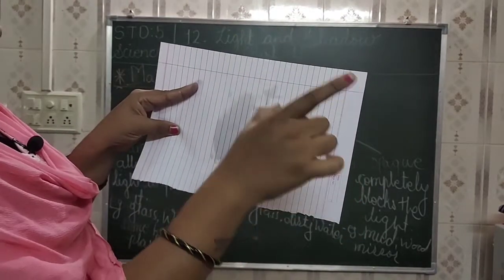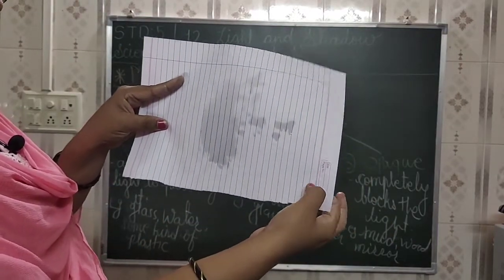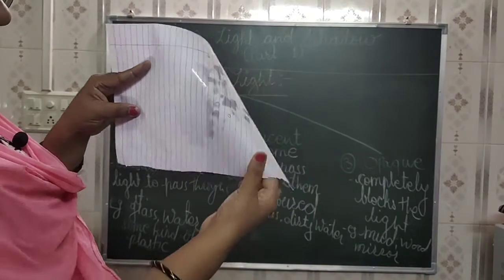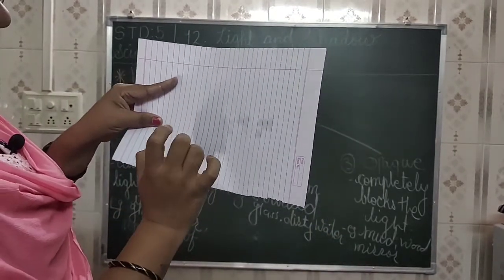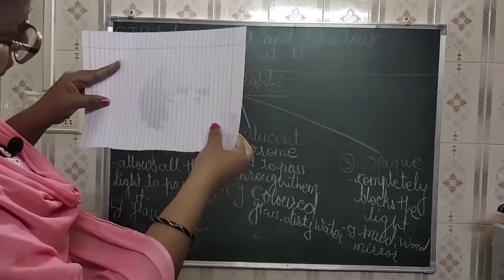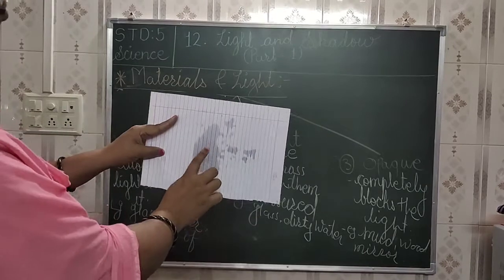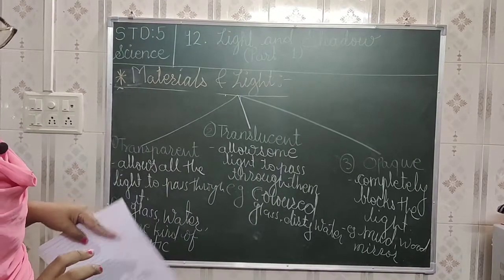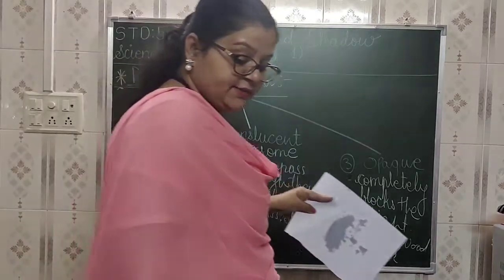See, through plastic you can see clearly. From this kind of paper you cannot see anything, but through this patch where I have rubbed some oil, you can see a little. So this is the translucent material. Is that understood? All right, so that is about today's video.